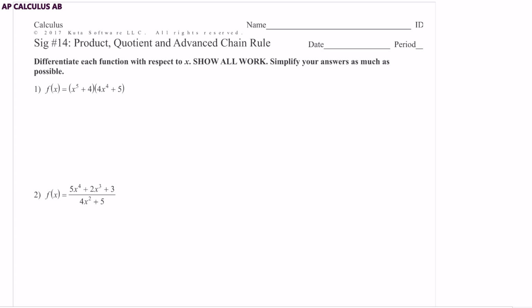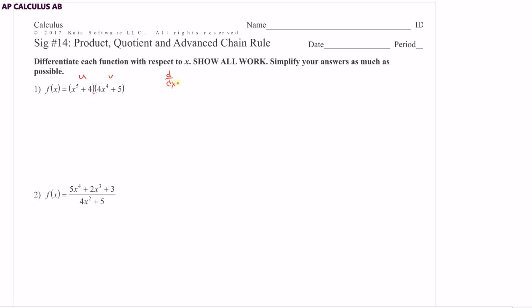Okay, here we are doing SIG number 14, which is on the product quotient and advanced chain rule. It's just to make sure we know how to do product rule, quotient rule, and use a table of values to do derivatives. For the first one, we can see that these two things are being multiplied. So we kind of have a choice. We could multiply this out, like FOIL it, and then take the derivative. But the point here is that we're trying to know product rule, right?